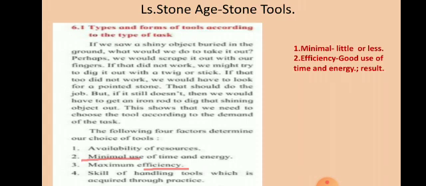Third was maximum efficiency. Now, with both these things, resources and using minimum time and energy, how do I get the result? This is also important. Maximum result should be achieved. Efficiency means your result. Fourth, skill of handling the tools which is acquired through practice.